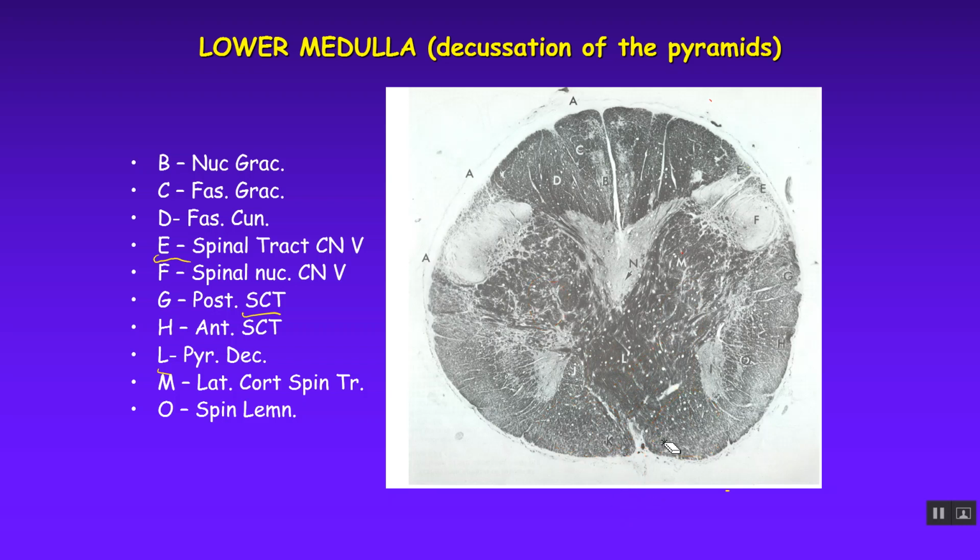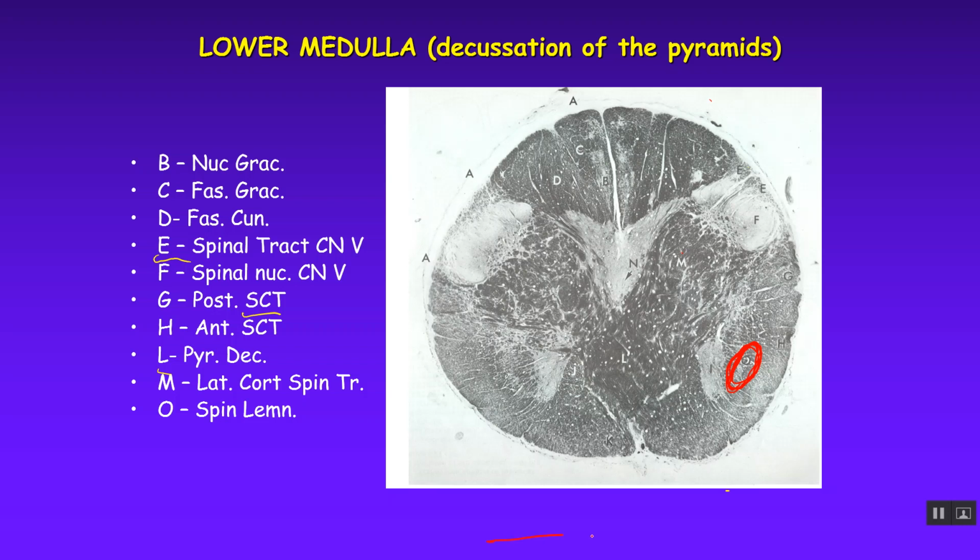The last thing on here is O. O is the spinal lemniscus. That's your pain and temperature from the body. That was your spinothalamic tract, which is anterolateral, and you can still see this O is sitting somewhat anteriorly and laterally placed in the lower medulla at this point. That's the spinal lemniscus. Remember, it changes names. Once it gets into the brainstem, it's the spinal lemniscus, pain and temperature from the body.